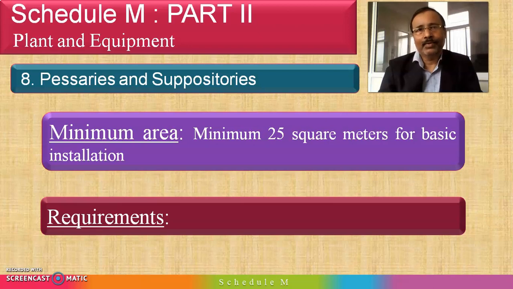Then weighing devices. For pastilles manufactured by granulation and compression, the requirement shall be given as per the tablet. If the pastille is manufactured as per the tablet manufacturing process, then whatever equipment is involved in tablet manufacturing is definitely also required in pastilles, right? So these are the minimum requirements for the pastilles and suppositories.